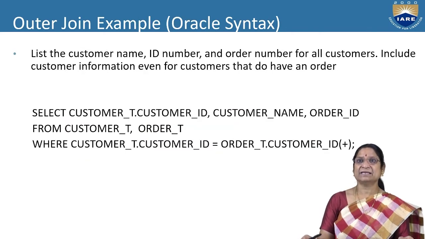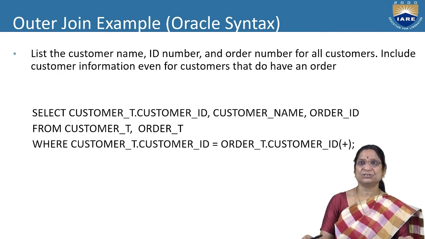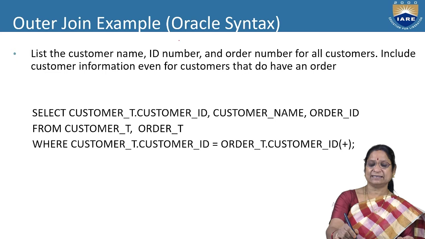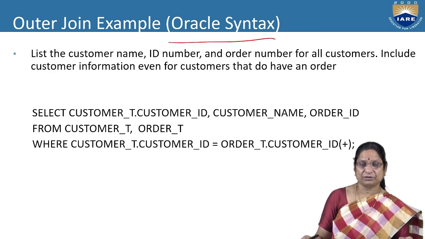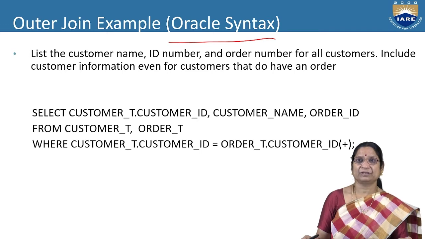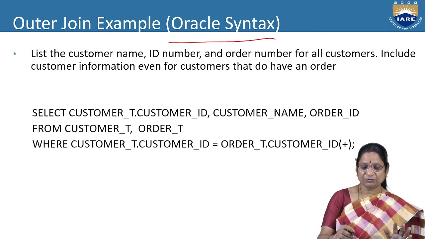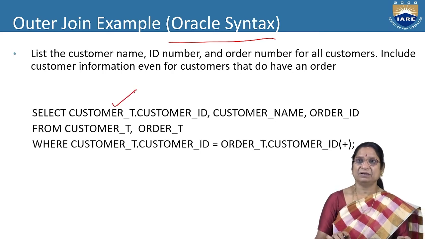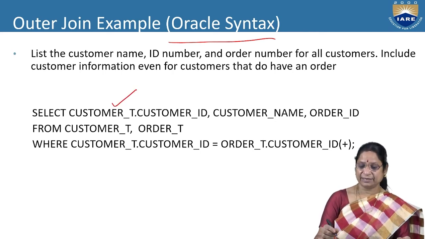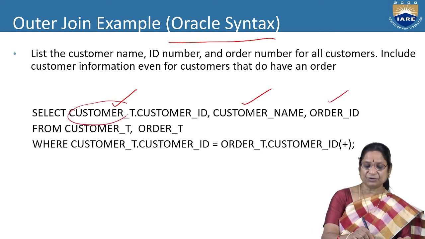List the customer names, ID numbers and order numbers for all customers. Include the customer information even for the customers that do not have an order. Same query. Another syntax is there that we will call the Oracle syntax, without using on, with the where operator, the where clause. You observe, you may not find much difference. Select customer table, customer ID, customer name, order ID. Here we are using a qualifier.